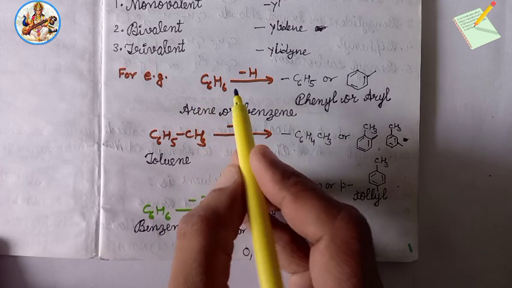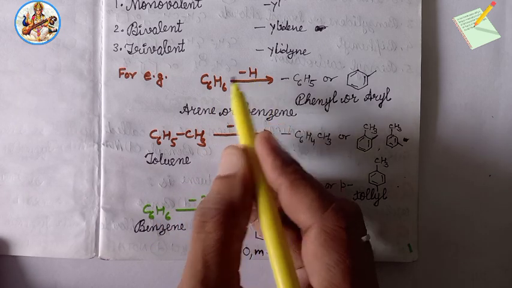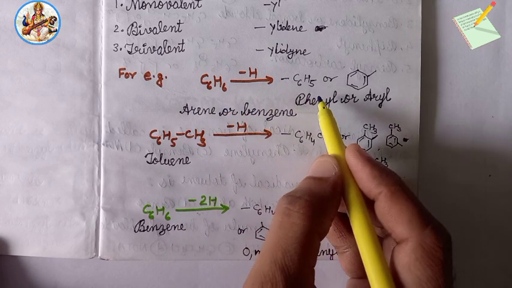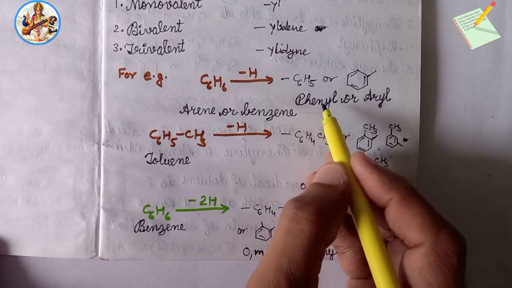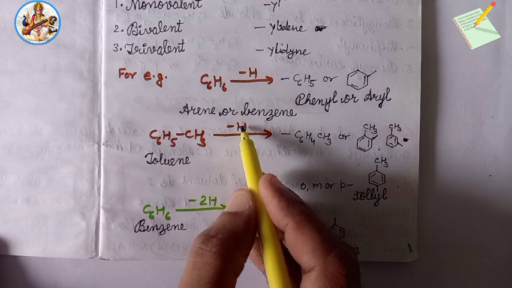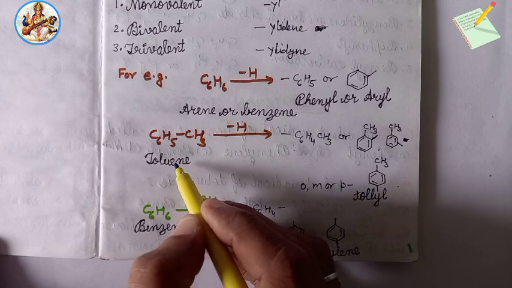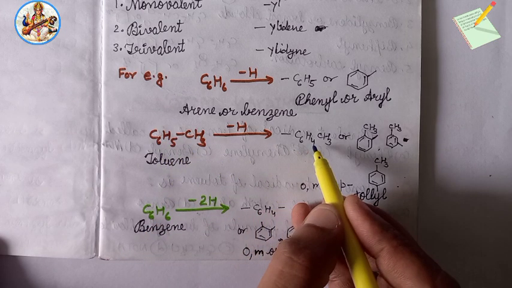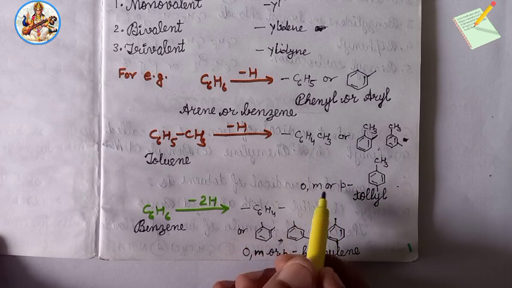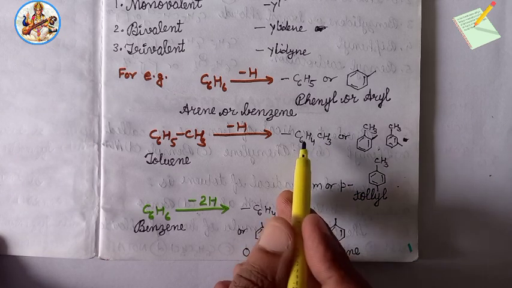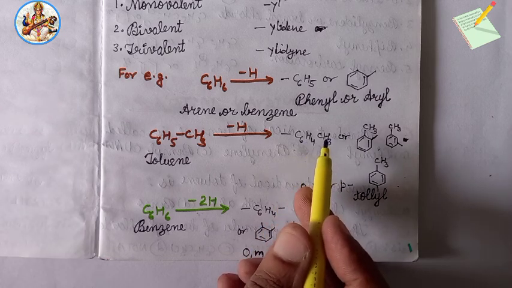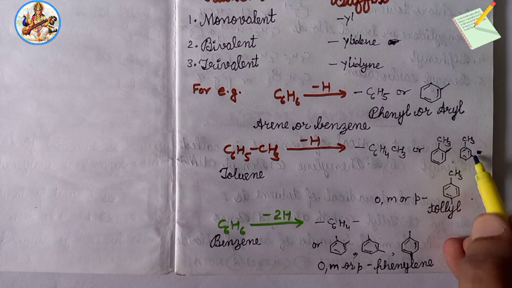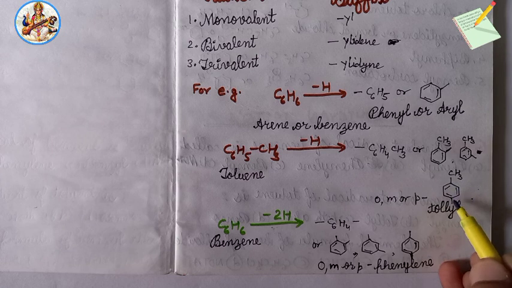For example, when one hydrogen atom is replaced from arene or benzene, then the phenyl monovalent radical is obtained. Similarly, when one hydrogen atom is replaced from toluene, from the benzene ring, then ortho, meta or para tolyl monovalent radical is obtained. We know that this is the ortho position, this is the meta position and this is the para position.